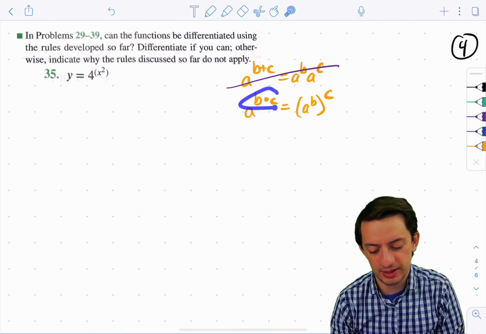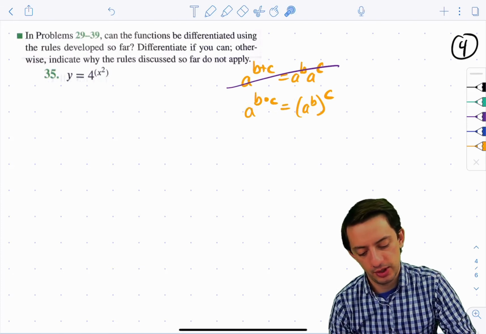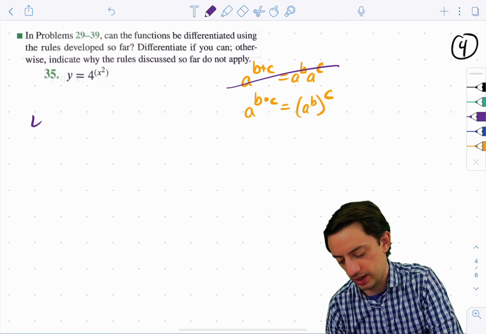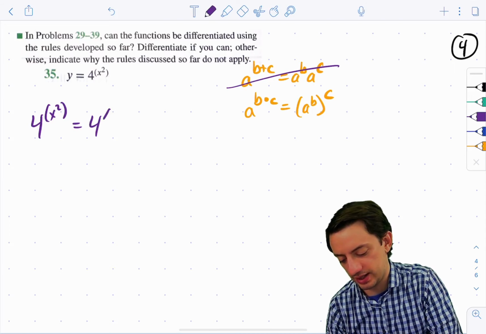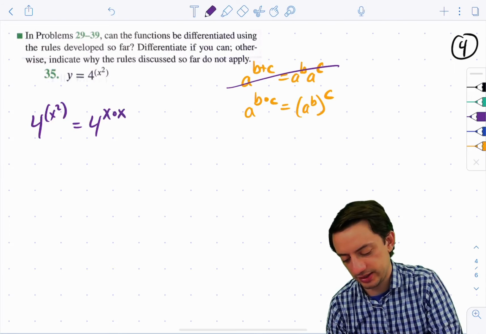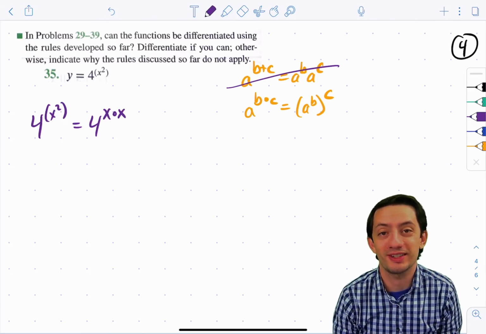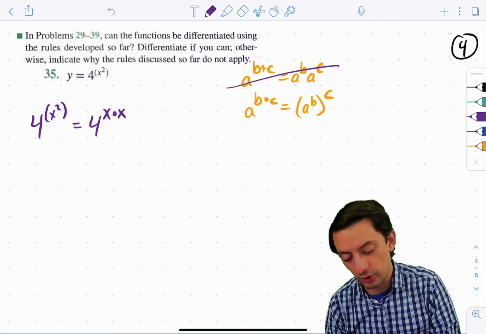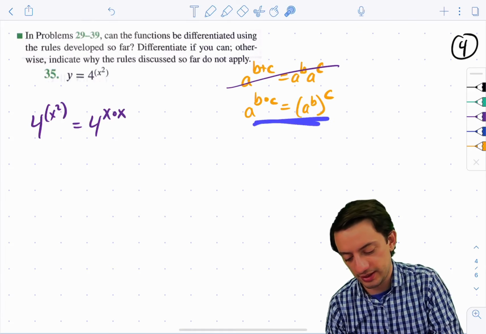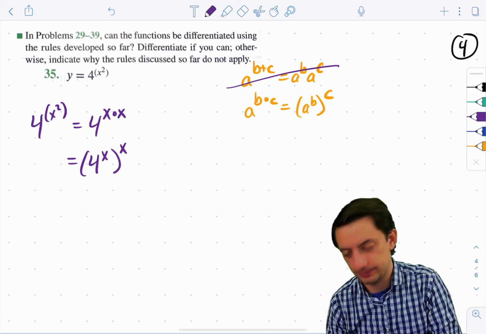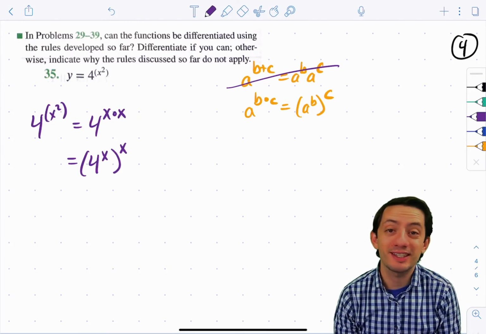What if we think about b and c as both being x? According to that rule, 4 to the x squared, we could write as 4 to the x times x. Nothing interesting there. That's just writing x squared as x times x. And now, according to this rule right here, we could write this as 4 to the x to the x. But this doesn't help us at all.